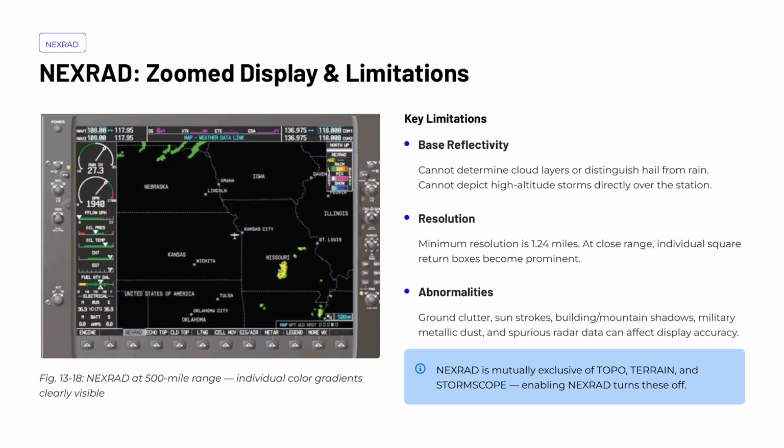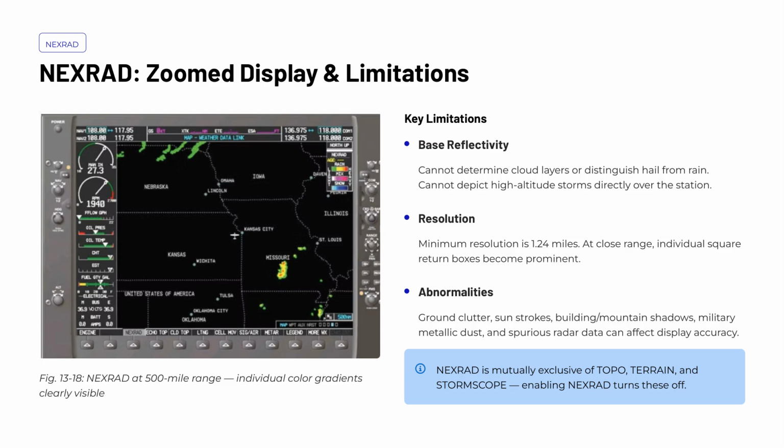Let's talk about the key limitations. First, base reflectivity only shows you precipitation intensity. It cannot tell you whether you're looking at rain or hail, and it cannot depict cloud layers or identify storms that are directly overhead the radar station. That blind spot directly above the station is an important operational consideration.